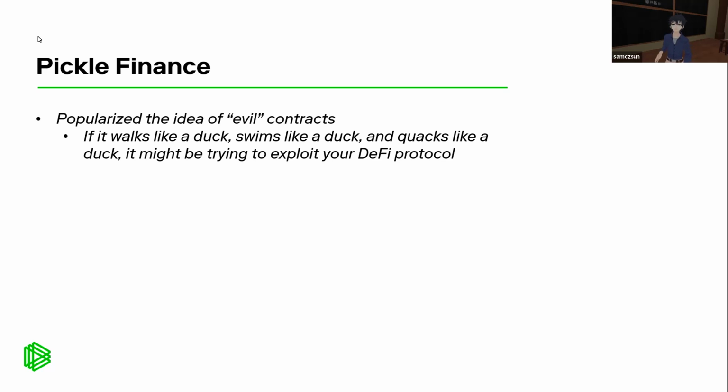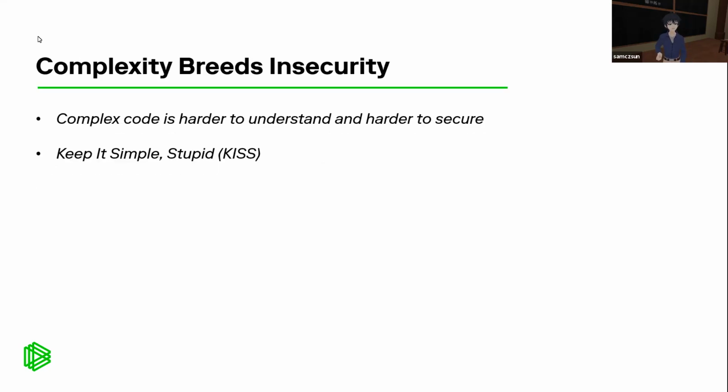And so, in traditional programming, we have this concept called duck typing, which says that if it walks like a duck, it swims like a duck, and quacks like a duck, it might be a duck. But on Ethereum, it might just be a smart contract trying to exploit your DeFi protocol. Oh, and finally, what the Pickle Finance incident showed us is that complexity breeds insecurity. If you have some really complex code that's meant to be very smart, like a contract that's meant to deposit things on Curve, but it's meant to handle all of these different cases, so everything is user specified. Well, that's really hard to secure, and you might just get it wrong. So you should really just follow the KISS principle. Just keep it simple, stupid.